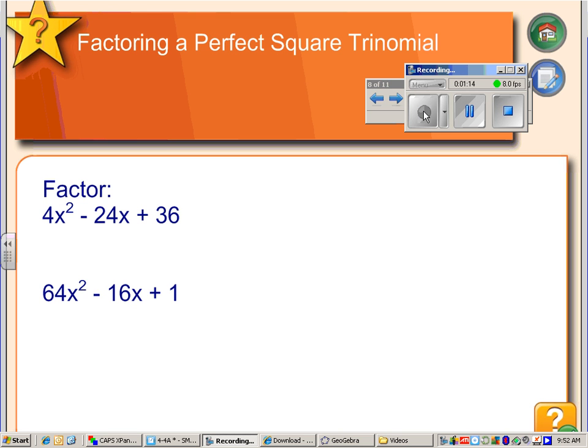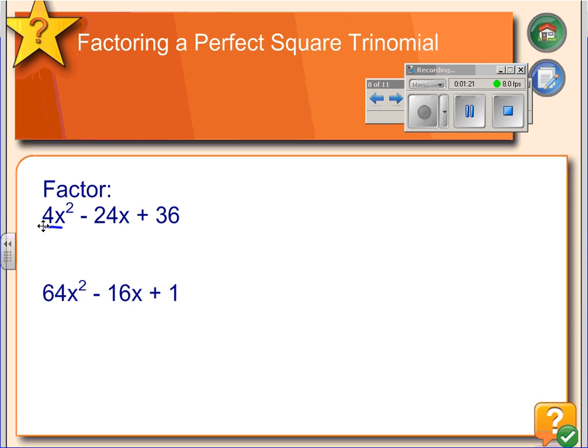Sticking with our theme of perfect squares, we're back to trinomials, but we have trinomials with a leading coefficient. In this particular one, we could factor out the GCF. I guess we'll go ahead and do that. We'll factor out our GCF. So if we factor out the GCF, we have x squared minus 6x plus 9.